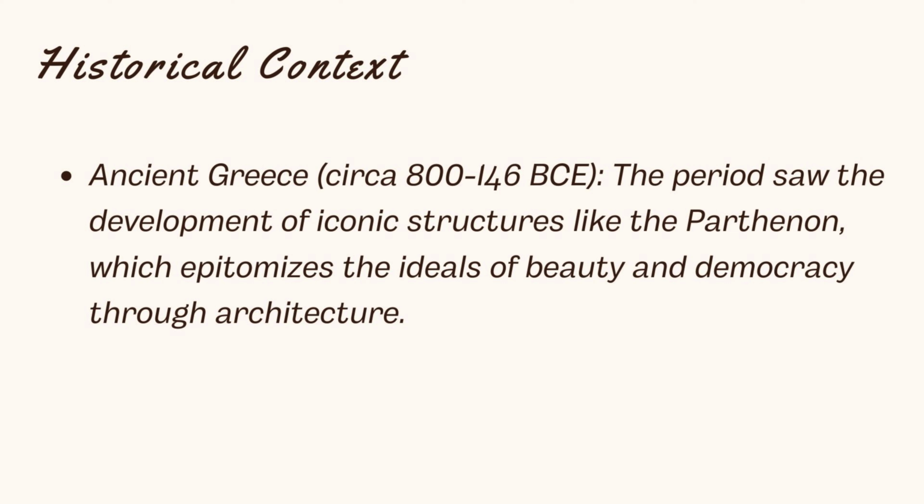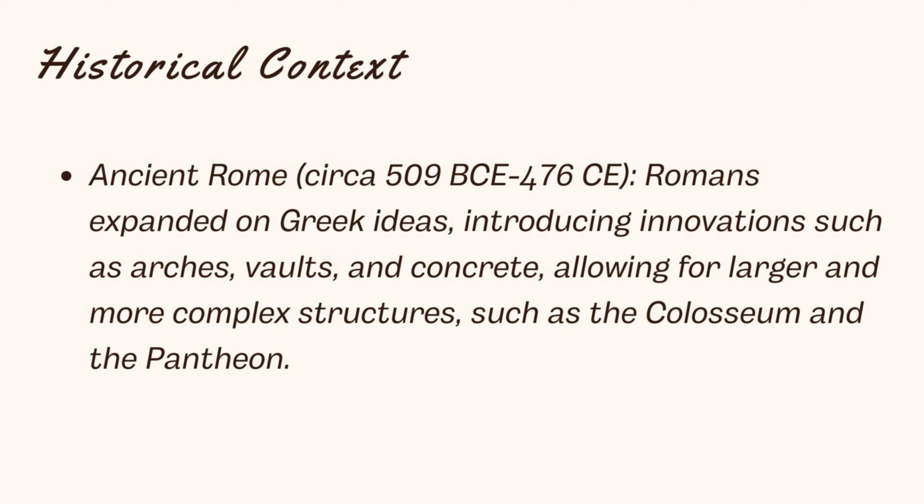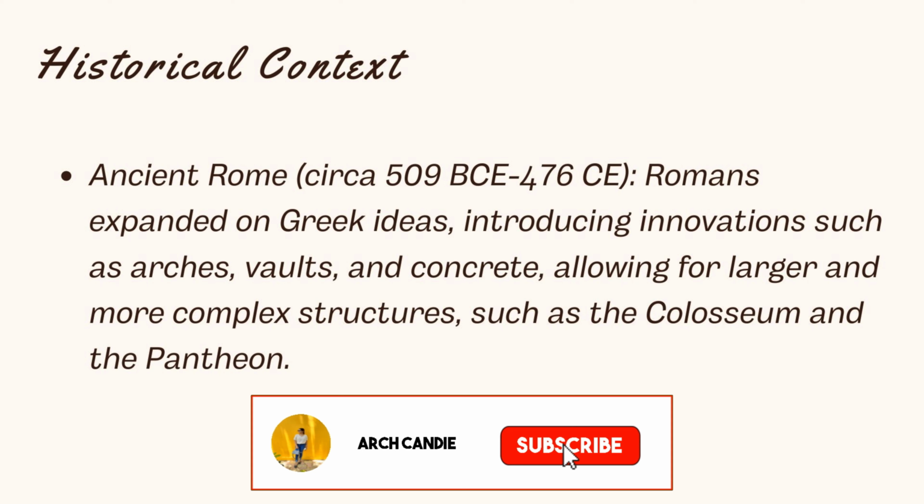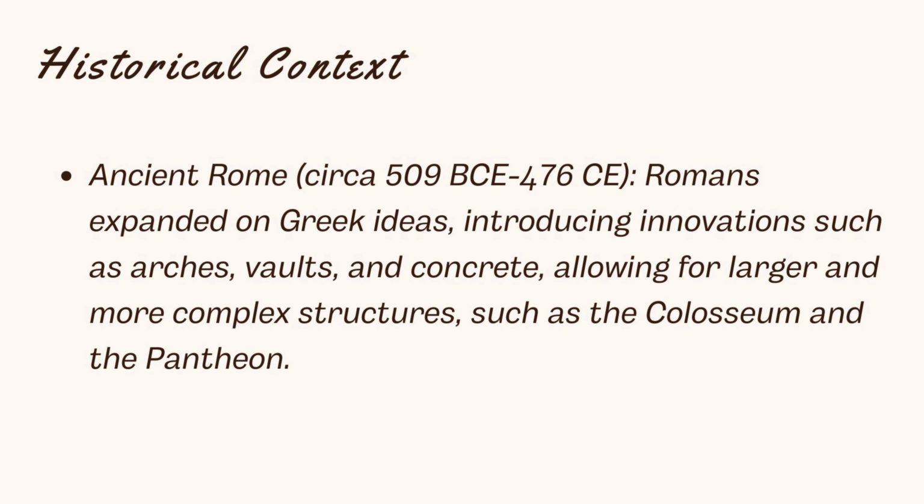Historical context: Ancient Greece, 800 to 146 BCE. The period saw the development of iconic structures like the Parthenon, which epitomizes the ideals of beauty and democracy through architecture. Ancient Rome, 509 BCE to 476 CE. Romans expanded on Greek ideas, introducing innovations such as arches, vaults, and concrete, allowing for larger and more complex structures such as the Colosseum and the Pantheon.